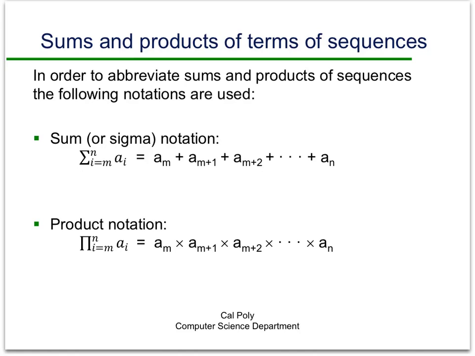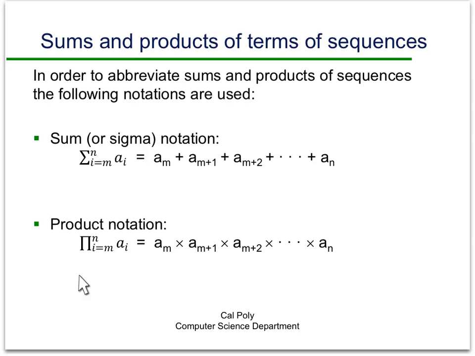Finally, I want to remind you of some notations that I'm sure you've seen before, but I want to make sure that we all are using the same notations. One is the sigma, or sum notation, which uses a capital Greek sigma and has the starting point of the sum at the bottom and the ending point up as a superscript. So this is the sum from i equals m to n of a sub i, which is equal to a sub m plus a sub m plus 1 up through a sub n.